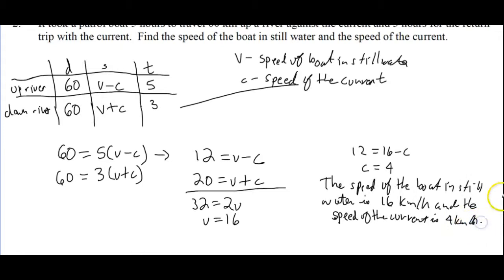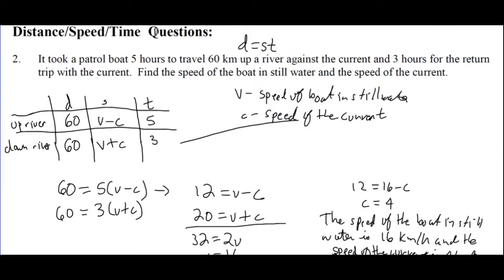I'm running out of tablet. Okay, now if I want to check that, I just go right back. Forget everything that's here. It took it 5 hours to travel 60 kilometers up a river against the current. So if I'm saying that the speed of the boat in still water is 16, and it's going against a current of 4, then that's 12, and 5 times 12 is 60.